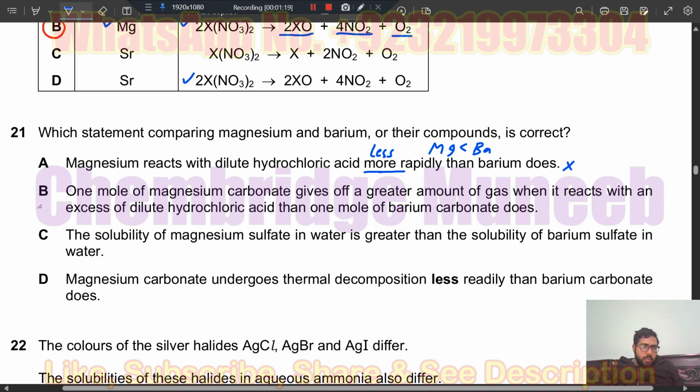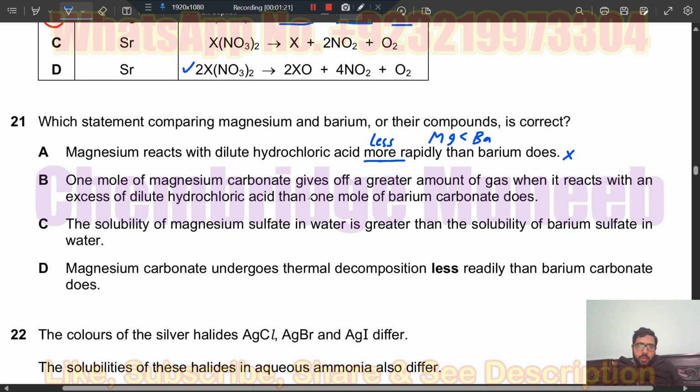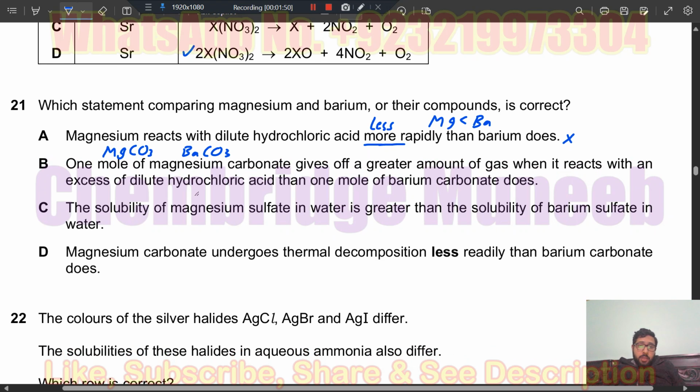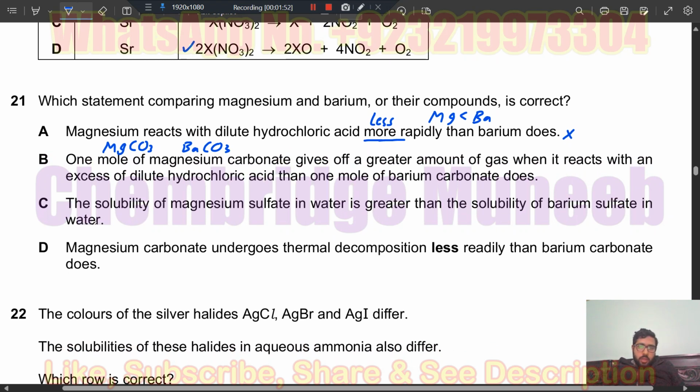Now the next statement B says 1 mole of magnesium carbonate gives off a greater amount of gas when it reacts with an excess of hydrochloric acid. So basically there is no difference even if we take magnesium carbonate or barium carbonate, because in terms of the compounds they have equal reactivity. There is no difference in them. However, if they are in the form of the metal, then definitely there will be some difference in terms of the reactivity. So there is no difference right now.